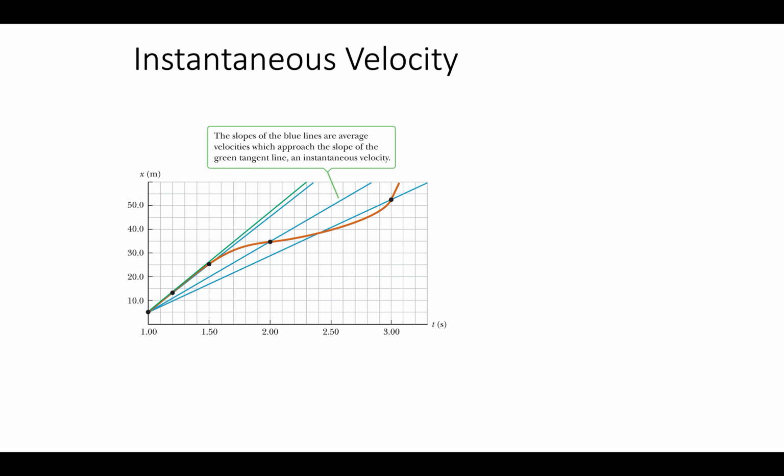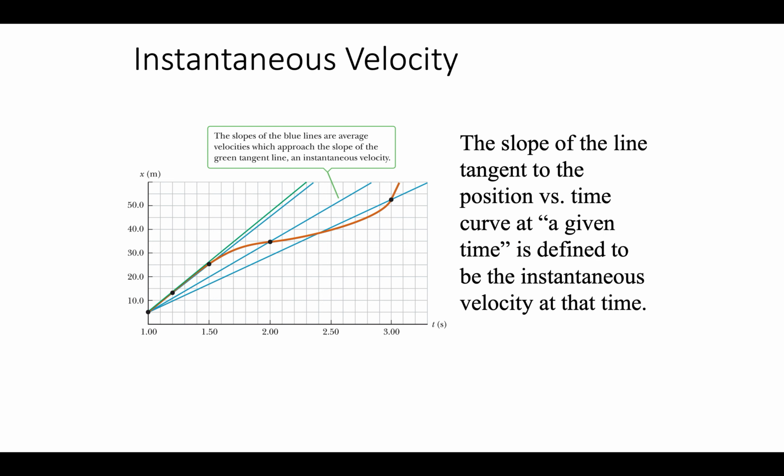So, the slope of the line tangent to the position versus time curve at a given time is defined to be the instantaneous velocity. So let's see if we can find a tangent line here. The green line right there is a tangent. Let me see if I can get this. Yeah, there's a tangent line right around this point right there.